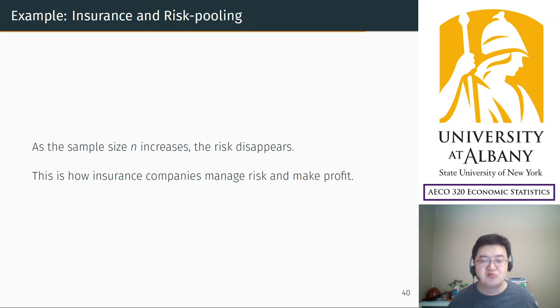So they try to pool as many customers as possible, so that the policy holders are insuring each other, right? So I'm not saying insurance is useless. It's worth it, and this is just the statistical mechanism behind it. Okay, I hope it was an interesting example, and I guess you are going to learn something similar in microeconomics or game theory or somewhere.